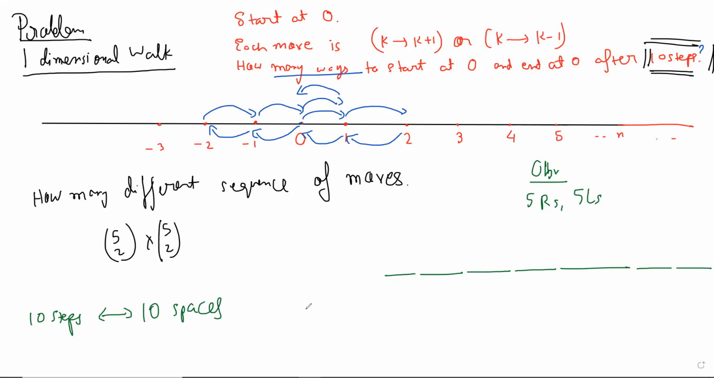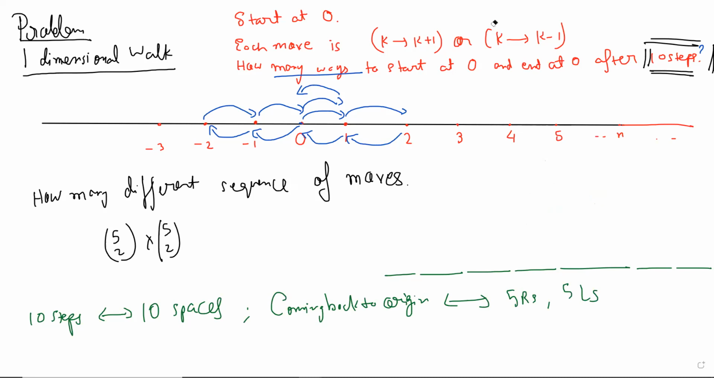Right? So let me write that also. Coming back to origin or 0 is the same. So it's the exact same thing as 5 R's and 5 L's. Now you guys think. This is not correct, but the idea is correct. There is a technical mistake in that, but the idea is correct. Okay, think.